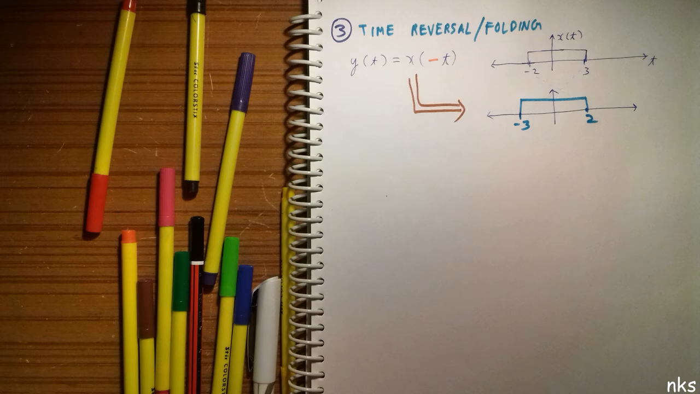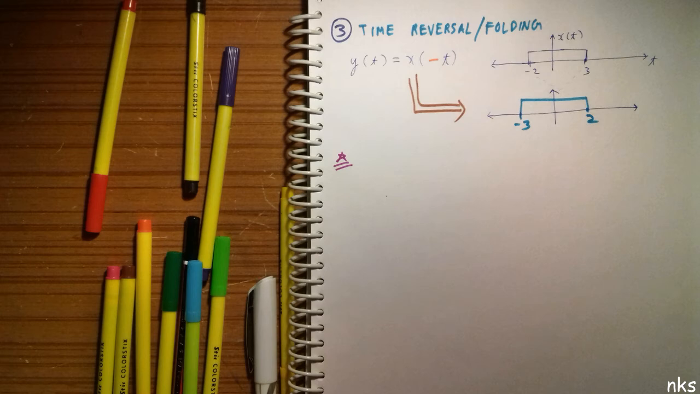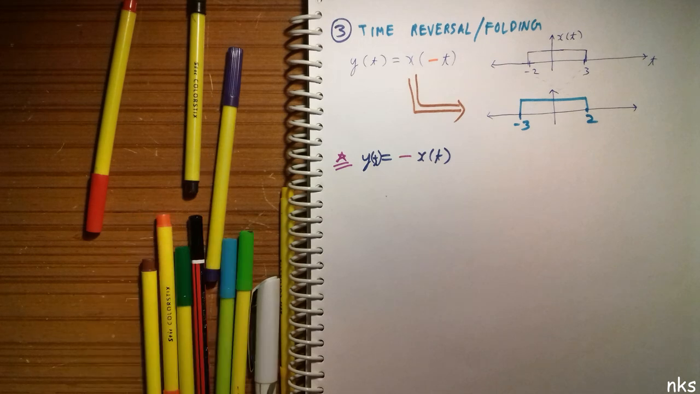Now we will see another operation, and it is not an operation, it is just an insight, and you must remember this and should not confuse between time reversal and this. This is y of t is equal to minus of x of t. So what it actually is, x of t is, as we know. So what we will do, we have to take minus of x of t.